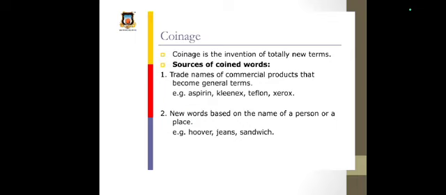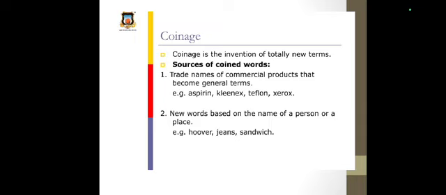Now the next word formation process is coinage. Coinage means invention of a totally new term. Now, the sources of coined words. See, the first example is trade names of commercial products that become a general term. For example, aspirin, Kleenex, Teflon, Xerox. Actually, this is the name of the company, but due to the more use of this product, now it turned into the term. Cadbury. It is also a coinage.